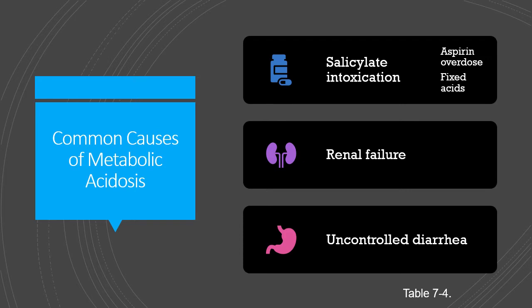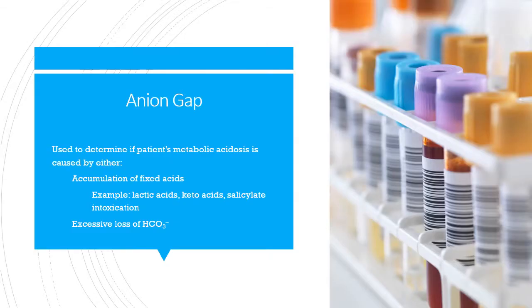But how do we tell what caused the problem? We're going to look at the anion gap. The anion gap is a value also available on the ABG. We use the anion gap to determine if a patient's metabolic acidosis is caused by either an accumulation of fixed acids, such as lactic acidosis, ketoacidosis, or an overdose of aspirin, or if a person's metabolic acidosis is caused by excessive loss of bicarb, as in diarrhea or kidney failure.